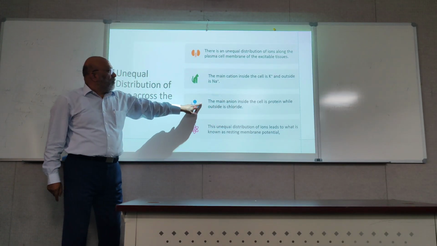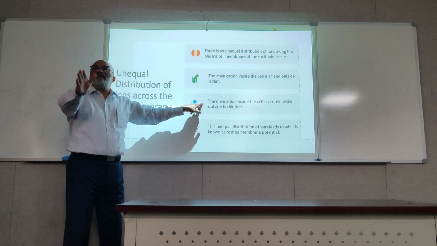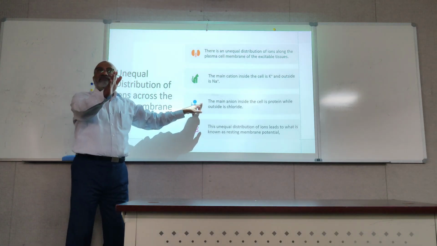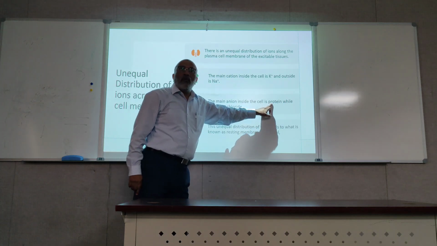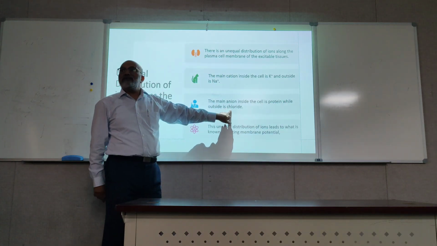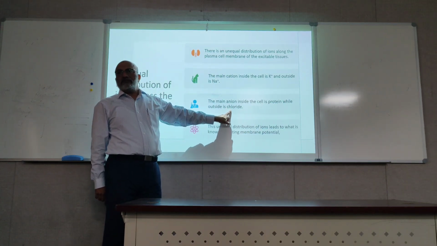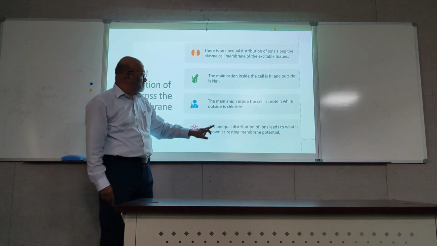What is the main negative ion inside? Protein. What is the main negative outside? Chloride. Remember the diagram? And I pointed it out.